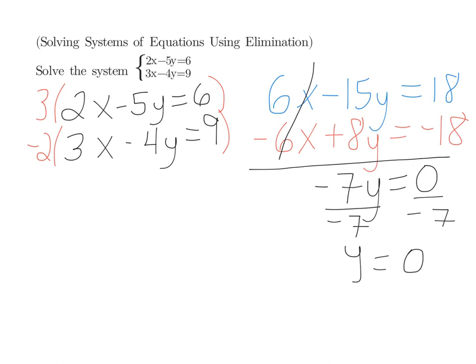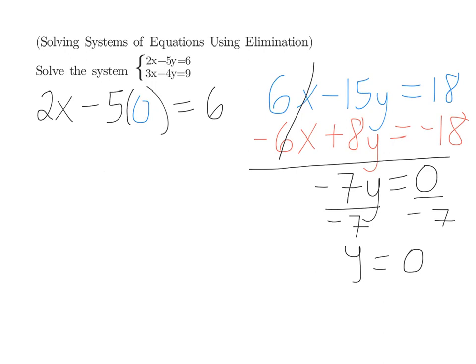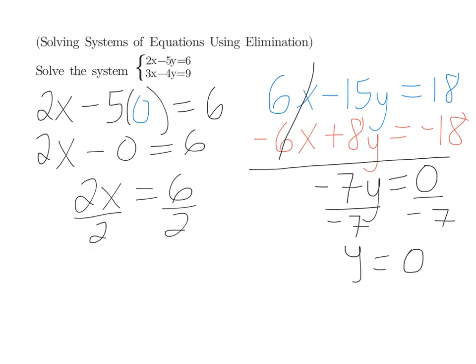But I'm not done yet because a point contains an x and a y. I found the y, now I need to find the x. You can plug the y into any equation from the original problem. I'm going to plug it into the top one. So I replaced y with 0. Now I'm going to simplify. Negative 5 times 0 is just 0, and then 2x minus 0 is just 2x. This 2x means 2 times x, so the opposite of multiplying by 2 is dividing by 2. And so your final answer for x is 3.